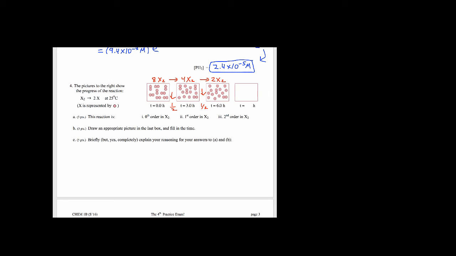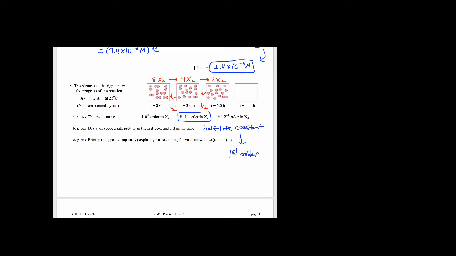Okay, what does this mean? How much time it takes for half of the substance to react is what's called the half-life, of course. In this case, we have a half-life of 3 hours going from 8 to 4, and then a half-life of 3 hours going from 4 to 2. If the half-life is constant, that is a characteristic of a first-order process. Only first-order processes have a constant half-life. So that means it's a first-order process in terms of X2.